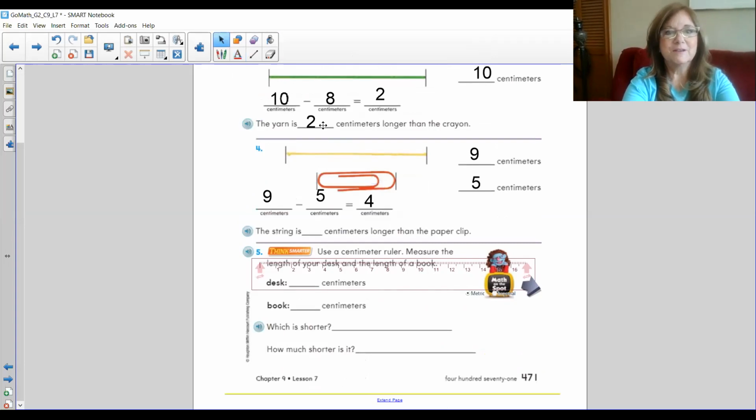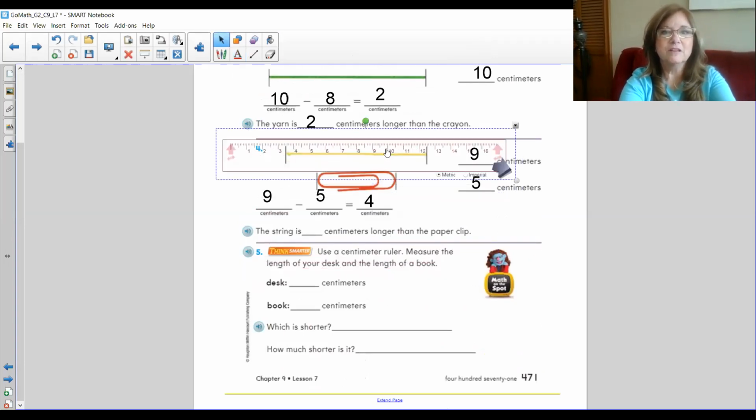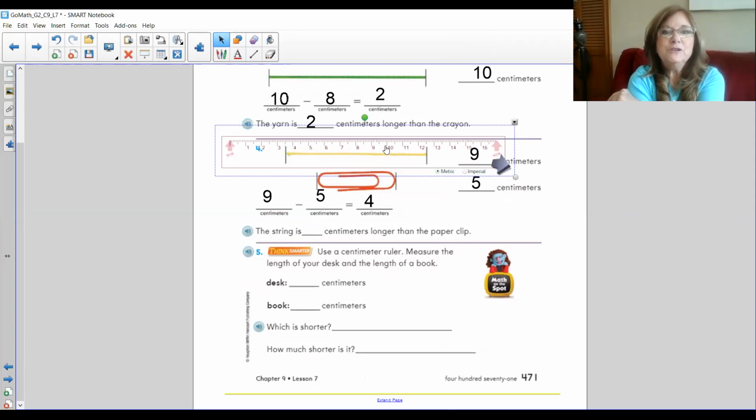Okay, so now let's go down to our little math on the spot problem. Use a centimeter ruler, measure the length of your desk, or it could be a table or a countertop or something that you're using to write on, and the length of a book, and let's try to find out the difference. So let's go to math on the spot first.